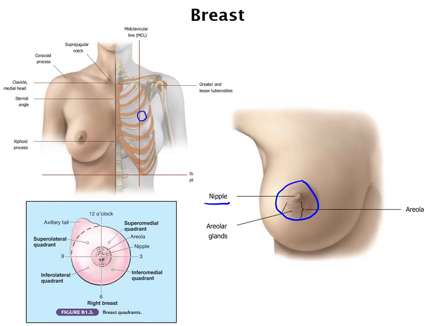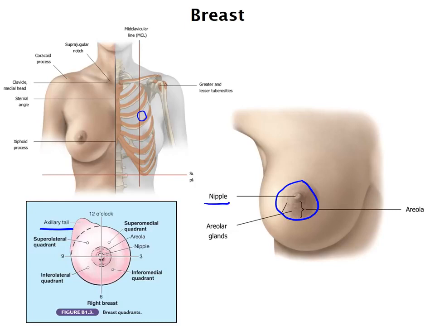The axillary tail, also called the tail of Spence, is a small extension of breast tissue that projects toward the axilla. For clinical purposes, in order to succinctly describe the location of a cyst or a mass, for example, the breast is divided into 4 quadrants, and pathological descriptions can be further refined by using a clock face analogy.